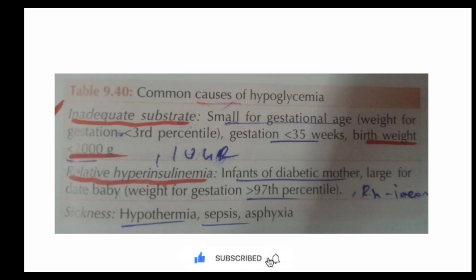hypothermia and sepsis, these are all a triad, and asphyxia. These three categories of people we have to screen, as they have a high risk of developing hypoglycemia. That means small for gestational age, less than 35 weeks of gestation, birth weight less than 2 kg, intrauterine growth retardation, infant of diabetic mother, and hypothermia, sepsis and asphyxia.